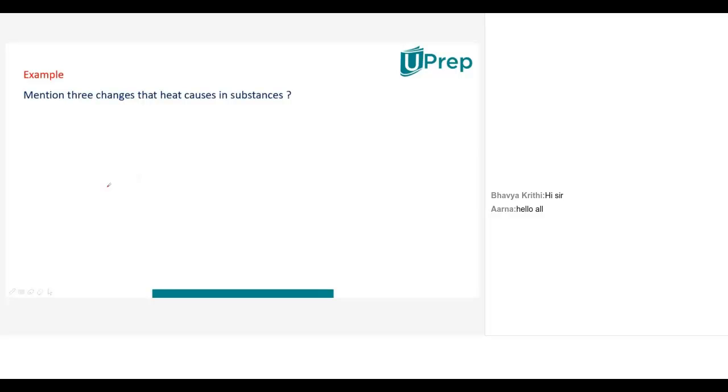When you are cooling the gas, what happens? It turns into liquid. And when gas turns into liquid on cooling, what will it be called? Condensation. So gas turning into liquid is called condensation, but it takes place when you are cooling it.